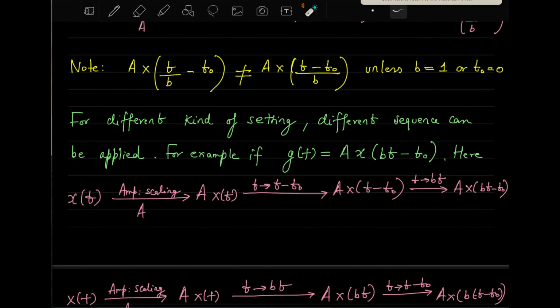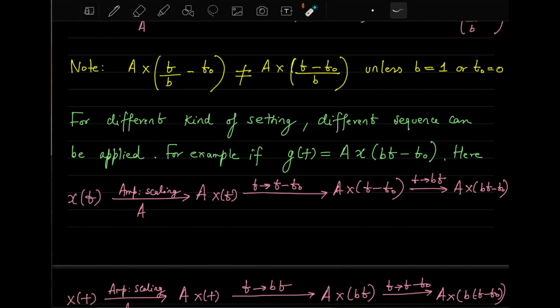Okay. So what we have is, you scale the amplitude by a, and then you are time shifting by a factor of t naught. When you do a time shifting by a factor of t naught, it will become a x(t minus t naught). And then you scale the time by b t. When you scale the time by b t, it will only affect the variable t here, not this constant value of t naught. So you will get a x(bt minus t naught), which is actually the one which you want to achieve.